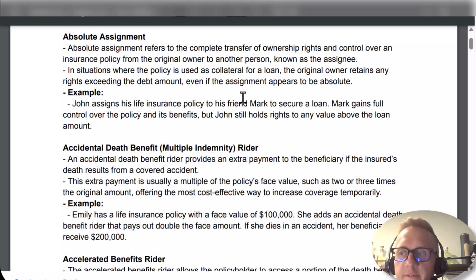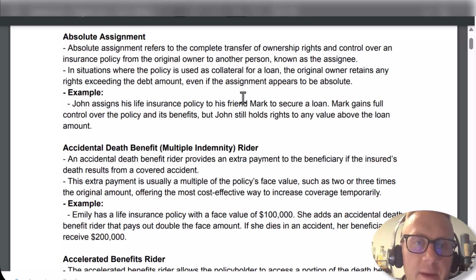John assigns his life insurance policy to his friend Mark to secure a loan. Mark gains full control over the policy and its benefits, but John still holds rights to any value above the loan amount. So that would be more like a collateral assignment. And another example for absolute assignment could be that John assigns his life insurance policy to his friend Mark to take over the policy. So there might be an absolute assignment, a change in ownership of the policy. So the owner of a life insurance policy can assign someone else to be the owner.